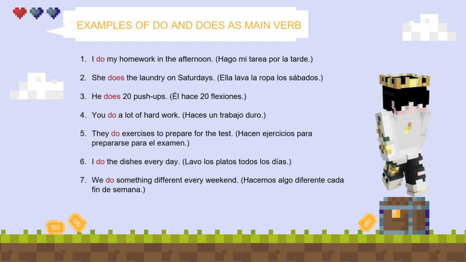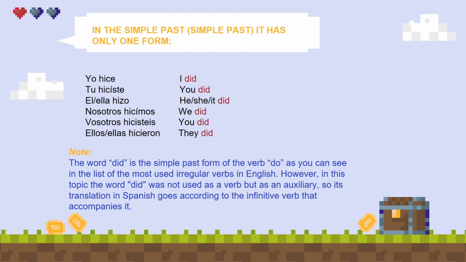Number 7. We do something different every weekend. Hacemos algo diferente cada fin de semana. Next. In the simple present. Next. In the simple past. Simple past. He does only one form.